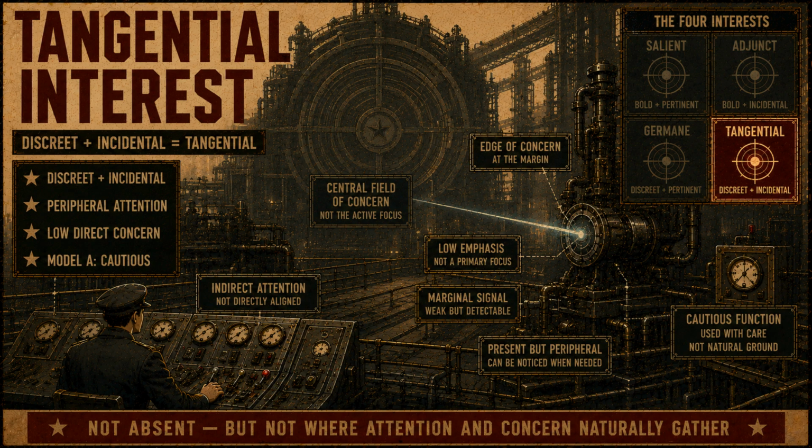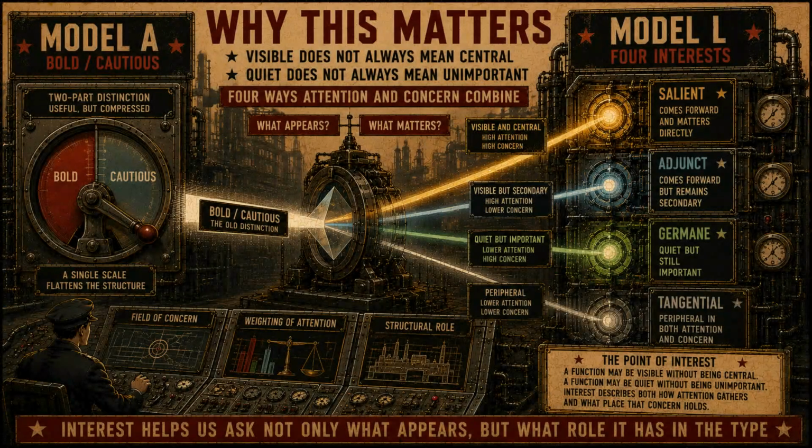They are not necessarily absent, they are not necessarily impossible to use, but they are not where the type naturally concentrates, and they are not what the type most readily treats as relevant. This is the interest group that most closely corresponds to the familiar Model A idea of cautious functions. But again, Model L gives us a more exact description. Tangential does not simply mean weak. It does not simply mean unconscious. It means that the function is both discrete in attention and incidental in concern. It enters the picture at the margins. It may be noticed, adjusted to, or dealt with when necessary, but structurally it remains peripheral to where the type's attention and concern most naturally gather.